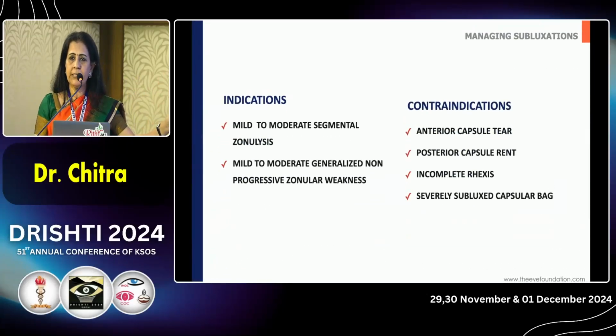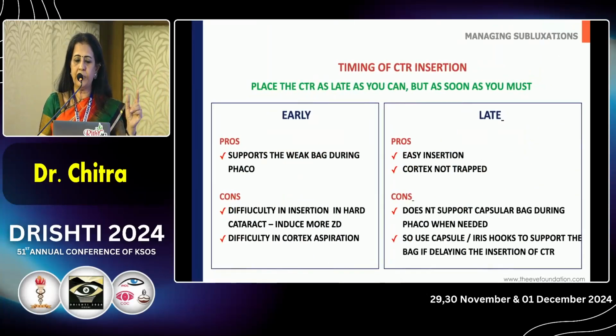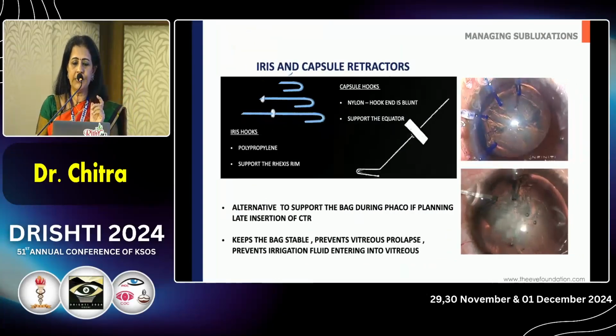You would not place a CTR if there's an anterior capsular tear, PCR, incomplete rhexis, or if it's a severely subluxated bag. How early would you place it? You can place it early enough, but remember in a very hard cataract, in the process of placing a CTR, you might increase the subluxation. How late can you put it? You can put it late in a softer cataract, but sometimes it makes sense to use capsular hooks to stabilize the bag and do the surgery and then place the CTR.